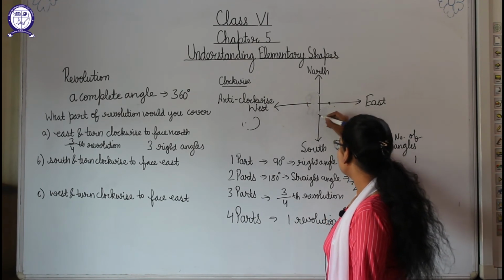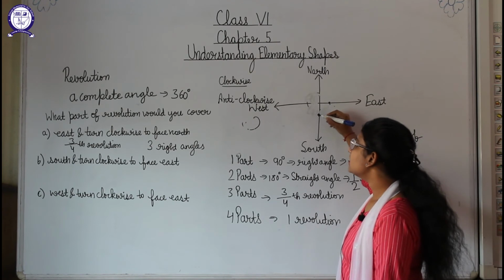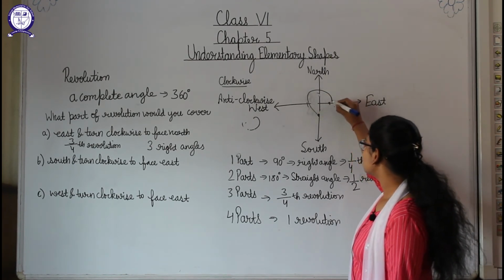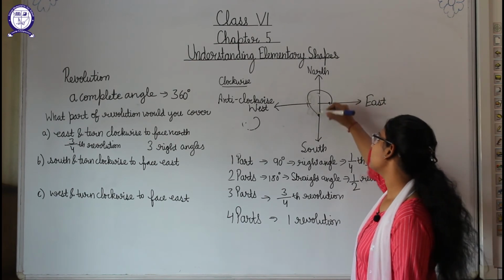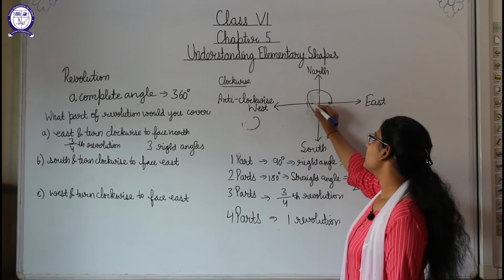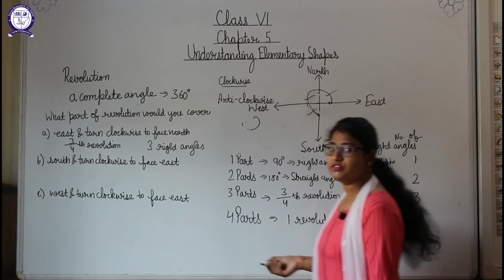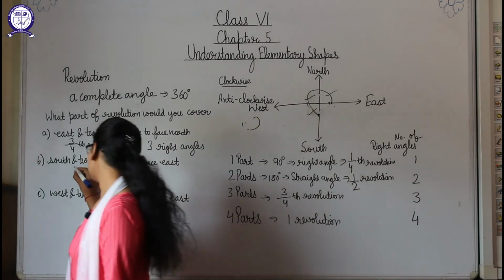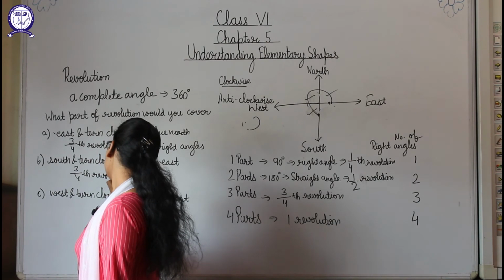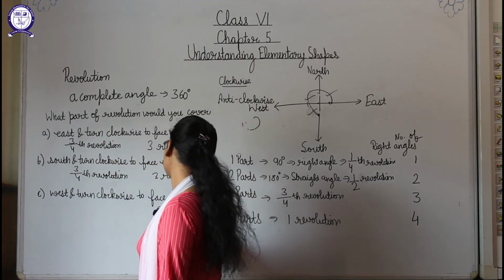You are facing towards the south, means you are here. This is the south direction, and turn clockwise to east means we will turn like this. So we are coming to east here, means from here to here we are covering the distance. So again, how many parts are we covering? 1, 2 and 3, means 3/4 of the revolution again. So we will write 3/4 of the revolution, and again how many right angles? 3 right angles, we can say.